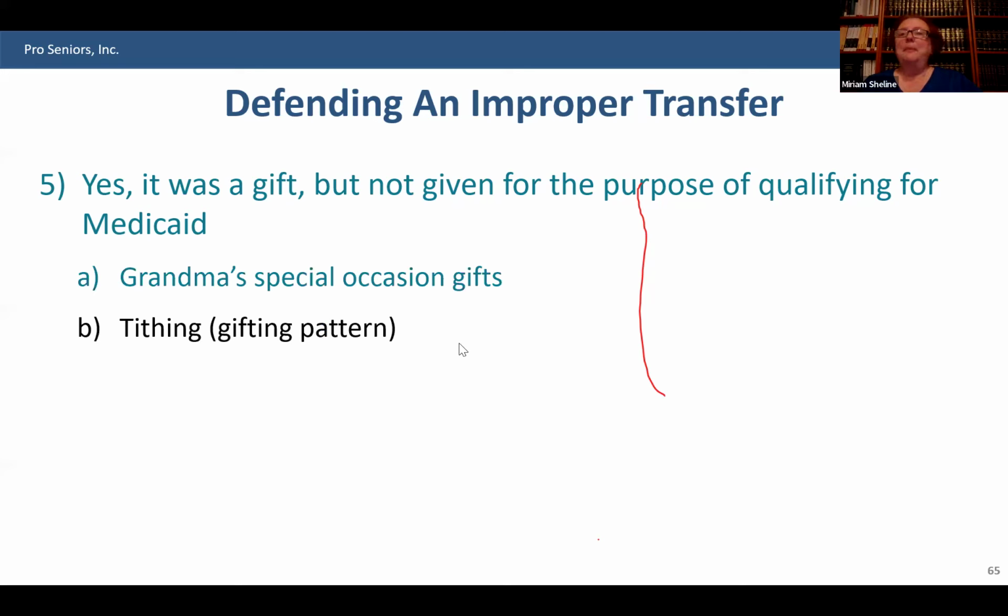Tithing, again, this is a pattern. If you are giving money to your church or 10% for a long period of time, clearly that was not to qualify for Medicaid.